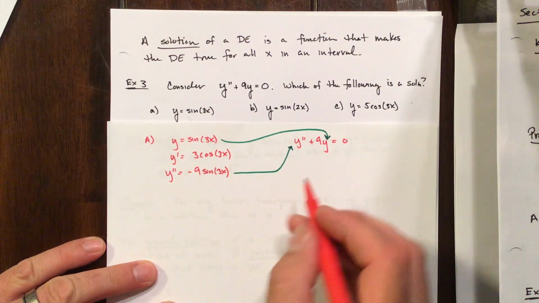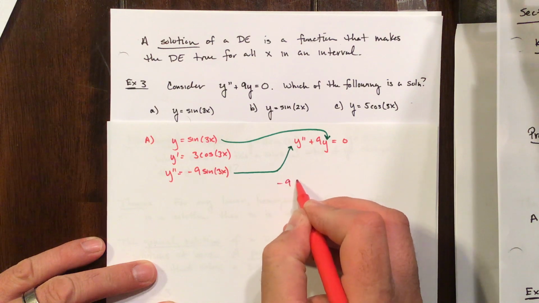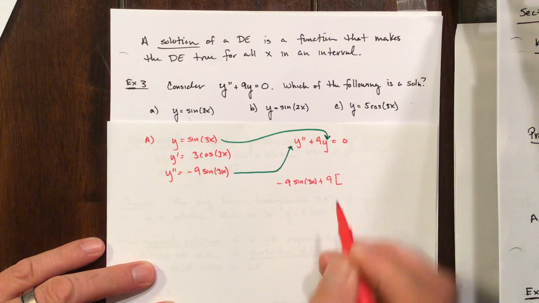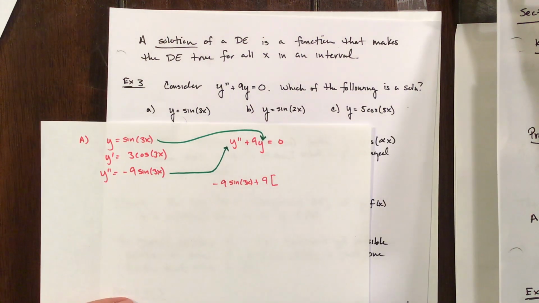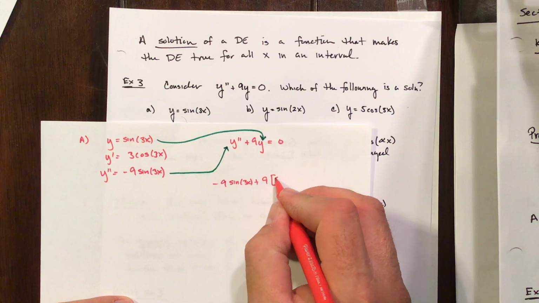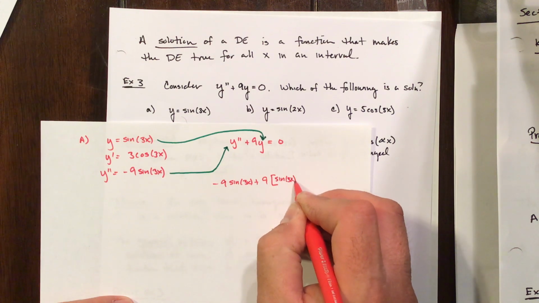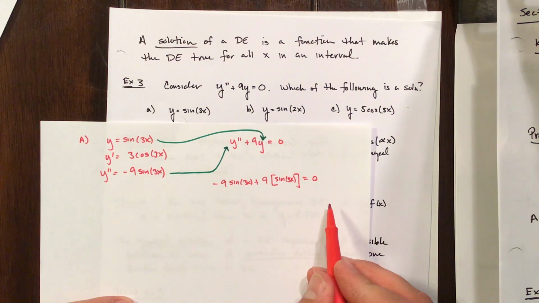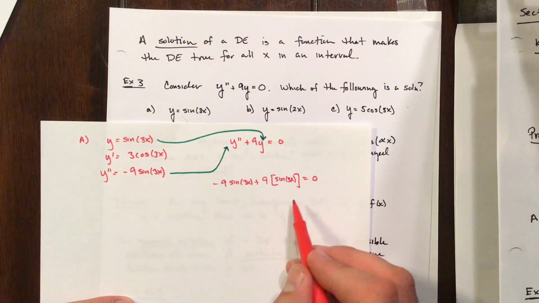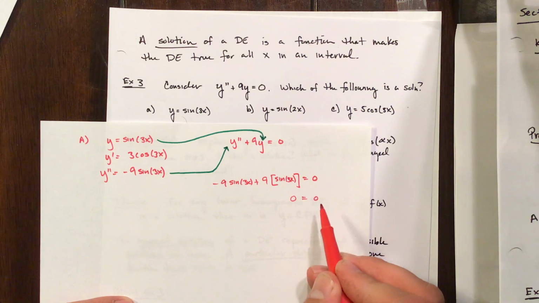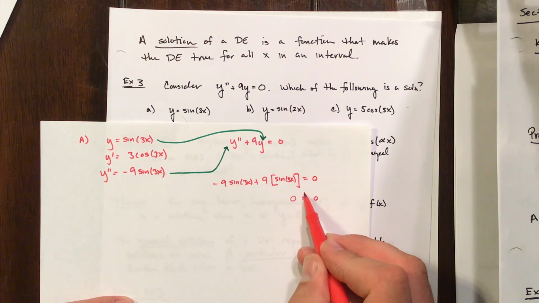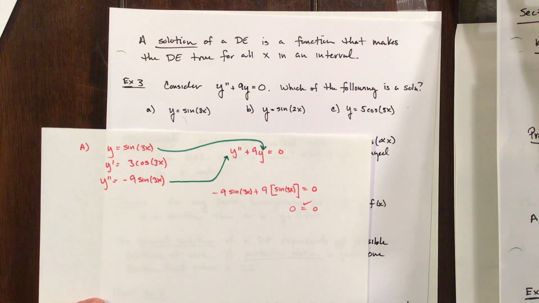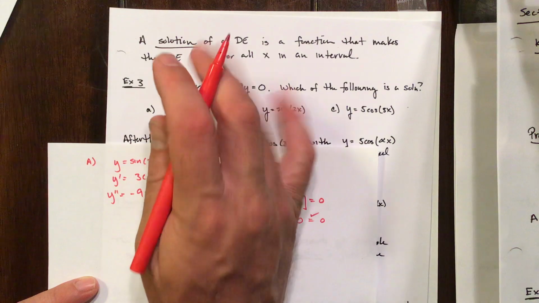So y double prime is minus 9 sine 3x plus 9 times, in brackets, sine 3x. So the question that we ask is, is the left-hand side equal to the right-hand side for some interval of x's? In other words, is 0 equal to 0 for some interval of x's? And of course that is. It's true for all x's. So this is a solution.